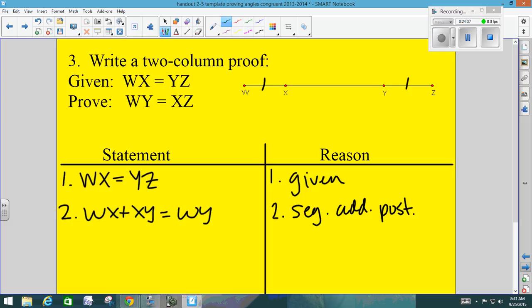So we have wy in here. I should probably get xz into the proof also. Any ideas how we can get xz in there? Jimmy?